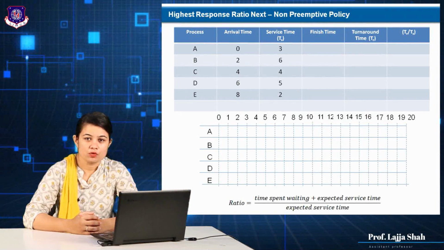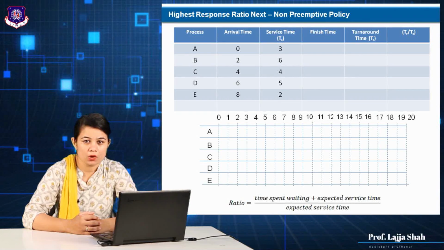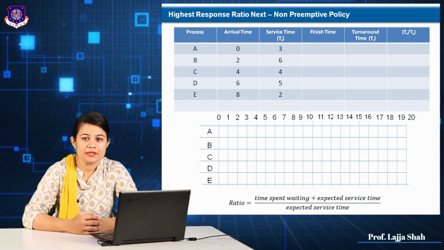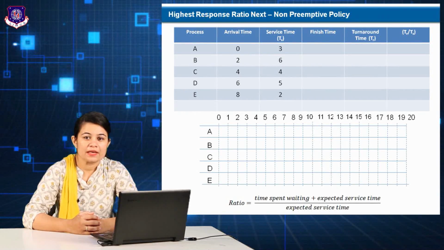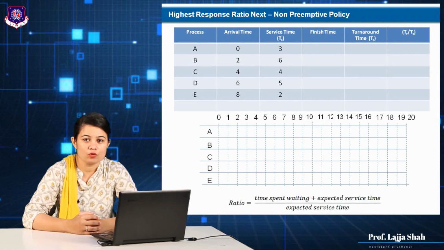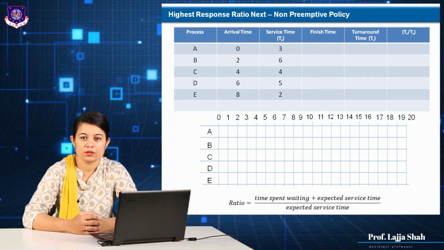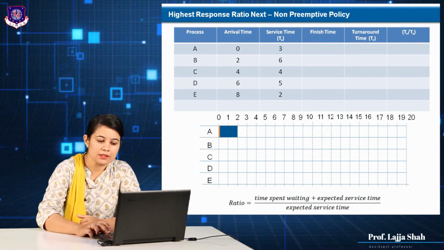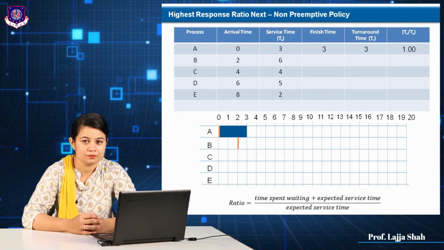So let's begin. Current time is 0th second. At this point, there is only again one process, that is process A. So there is no need to calculate a ratio for process A. When there are multiple options, then and then only there is a need to calculate a ratio for the selection of the process. So here process A will be executed for 3 seconds.